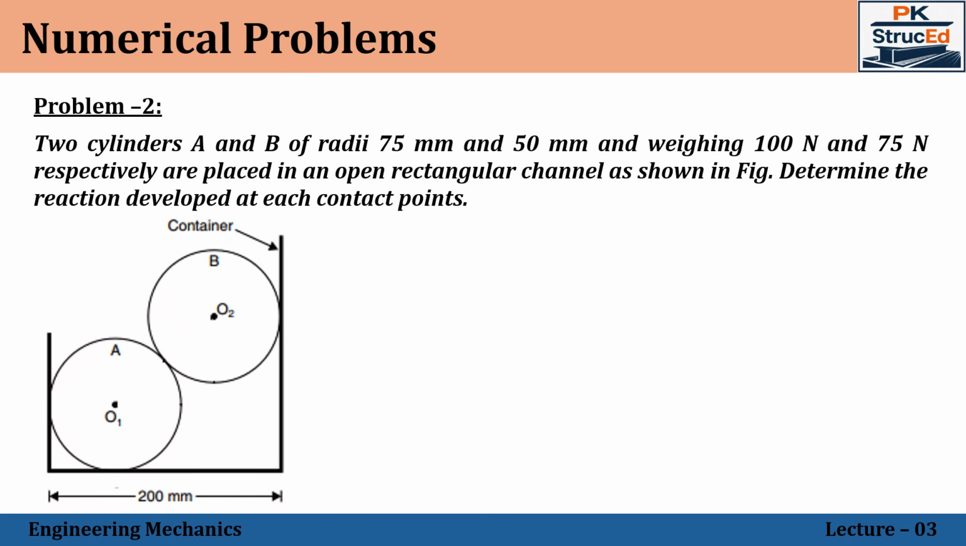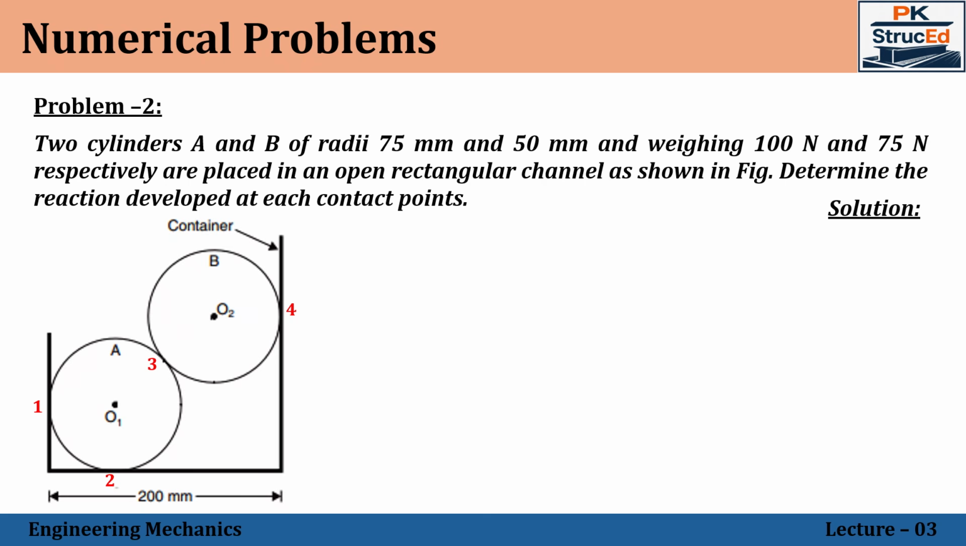This is the problem. So we have 2 cylinders of radii 75 mm and 50 mm. Their weights are 100 Newton and 75 Newton, which are placed in an open rectangular channel. So we are supposed to determine the reaction at each contact point. Right. So first, let us see how many contact points are there.